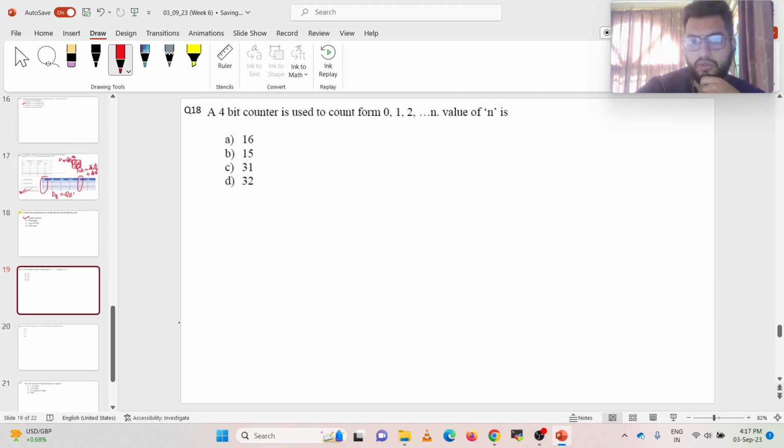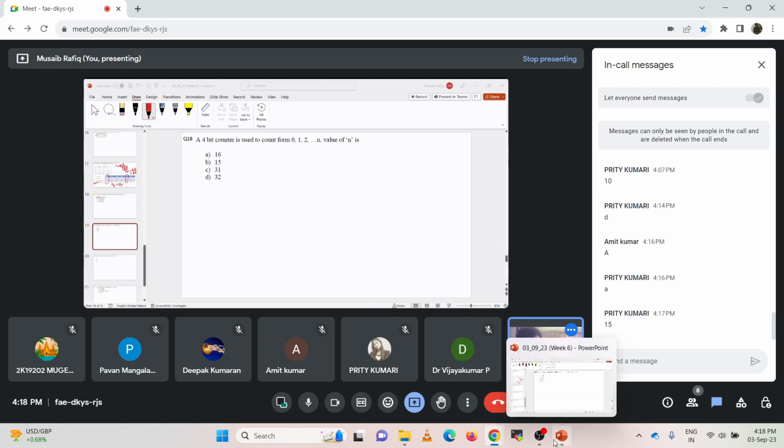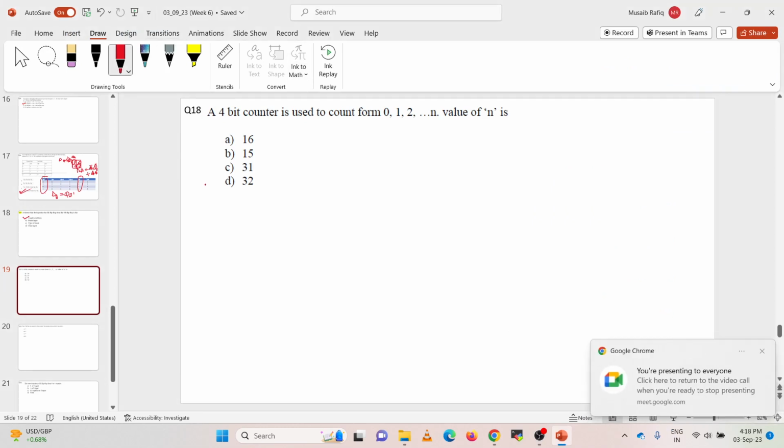A forward counter is used to count from 0, 1, 2, 3 up to n. What is the value of n? So can someone tell me what will be the value of n? So let me just show the solution.